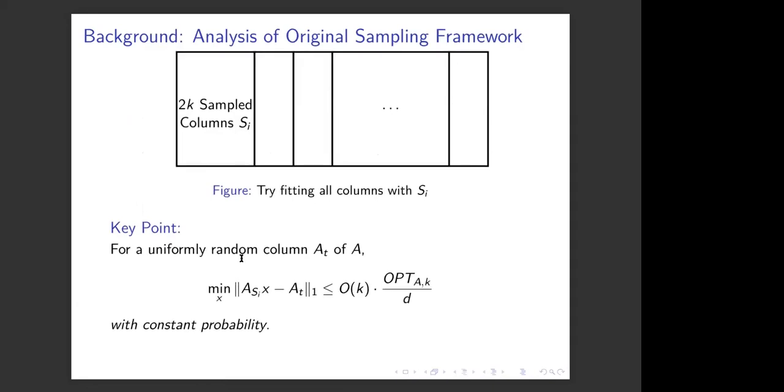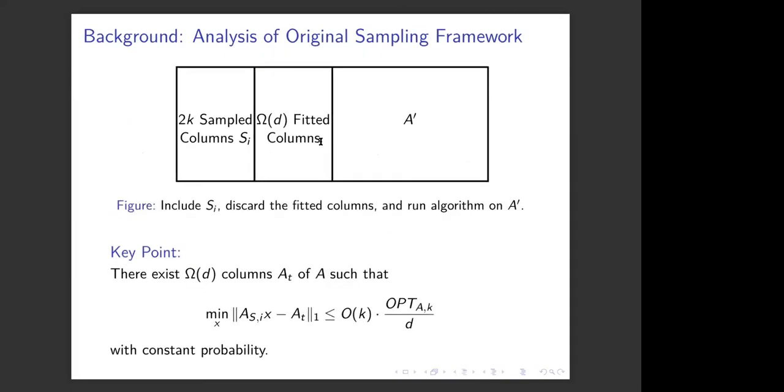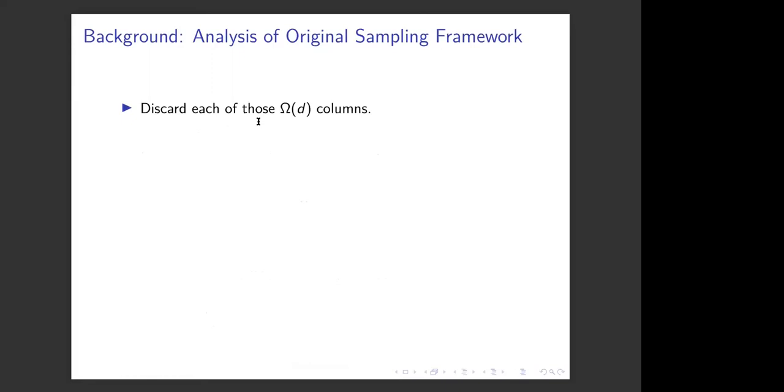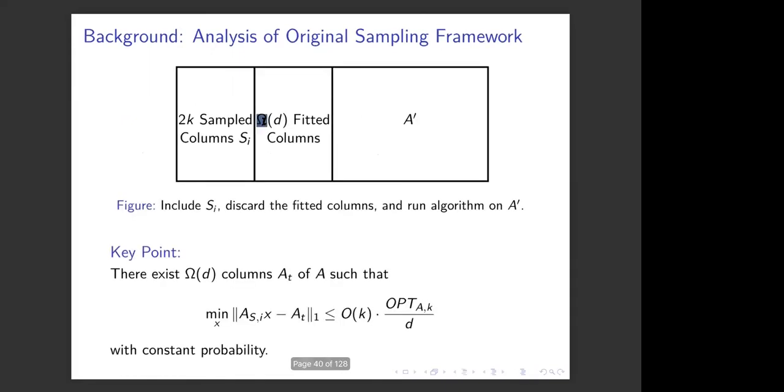And so it holds for each of these columns with constant probability, and you use that to show that for a constant fraction of columns, it holds with constant probability again. So now each of those columns are discarded, so that constant fraction of columns is removed, because each of them is covered well up to an O of K approximation factor. So O of K times the optimum divided by D, because each of those columns are uniformly random.